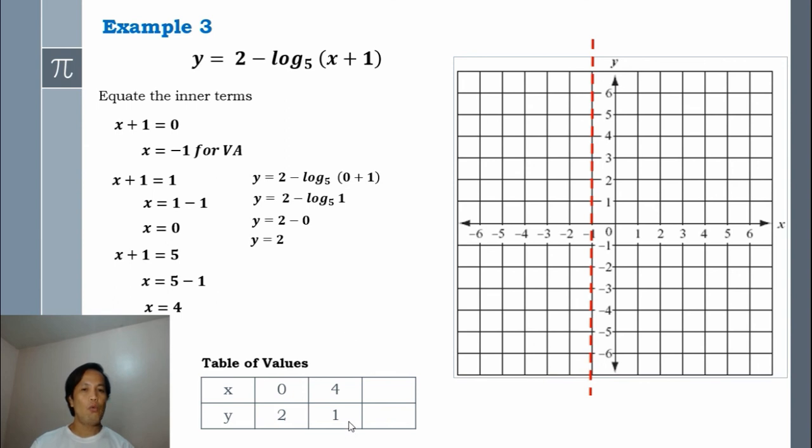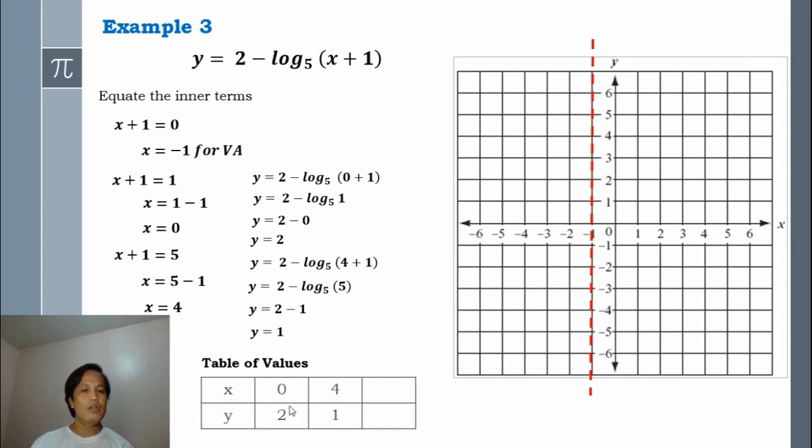Now, how did we get 1? So we substitute to the function 4. y equals 2 minus log of 4 plus 1. So instead of writing x here, we change that with 4 because our x here is 4. 4 plus 1 is 5. So we have y equals, we copy 2 minus log of 5 base 5. Then the value here is equal to the base, which is 5. So that will make the whole logarithmic expression equal to 1. So that's why we have y equals 2 minus 1. So therefore, y equals 1. So we have 1 here.